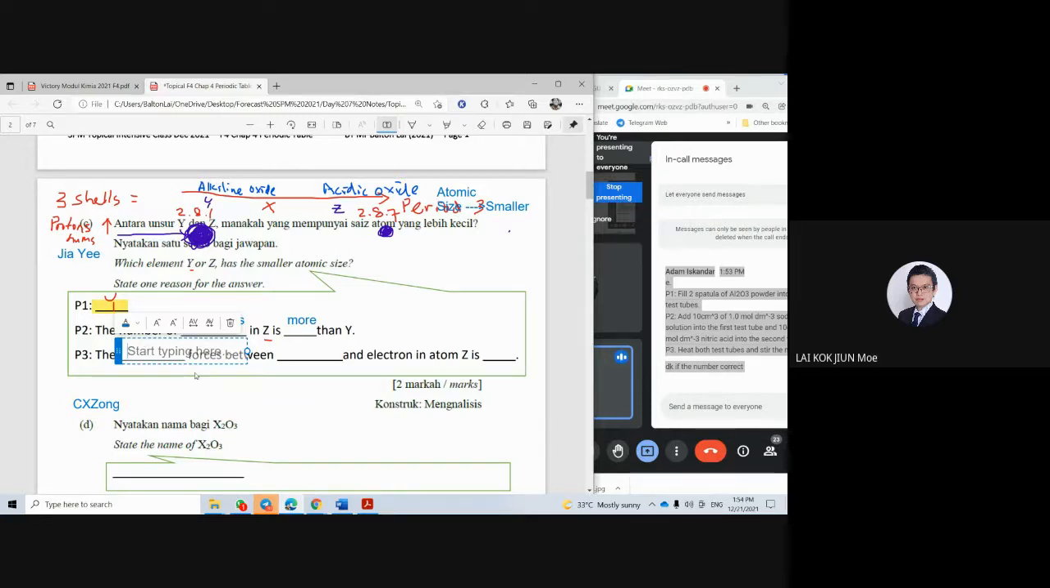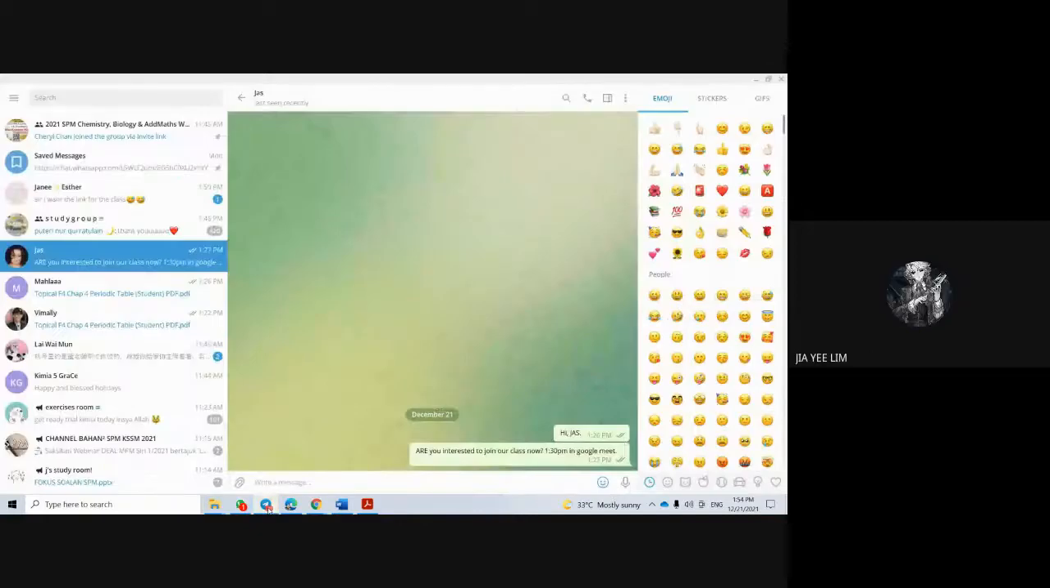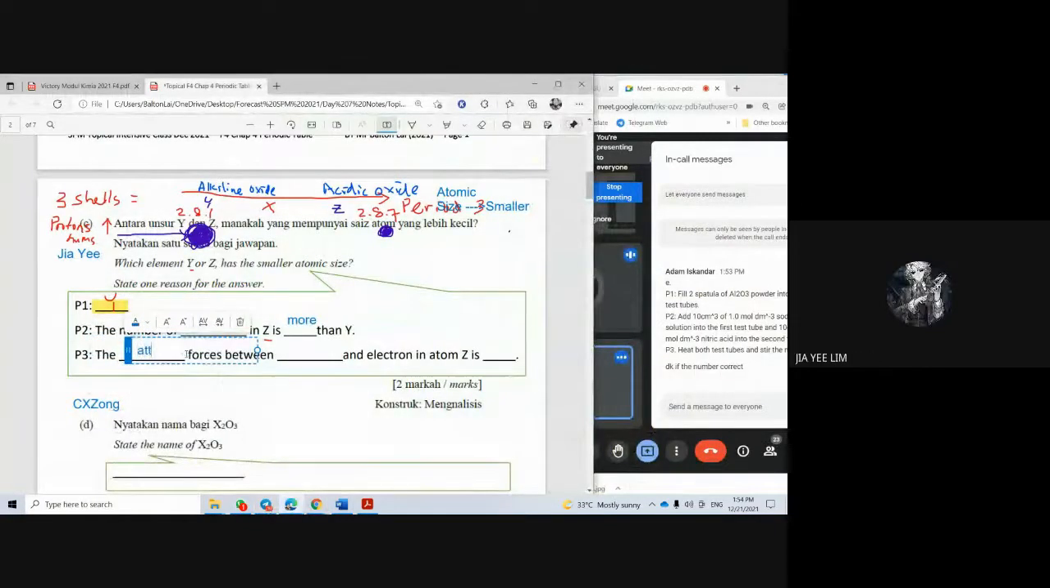So we can say, what force is it? Nucleus, what force? Nucleus pulls the electron. Attraction, yes. You use attraction. Okay, attraction force between who and who? Between the nucleus and the electron, and in the atom Z it is stronger. Very good, Jia.